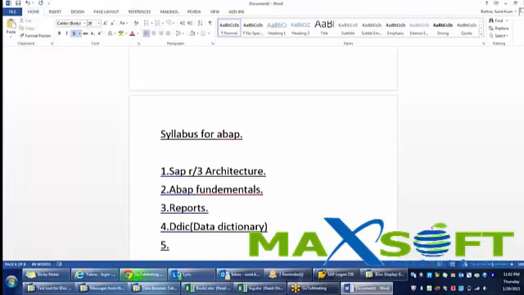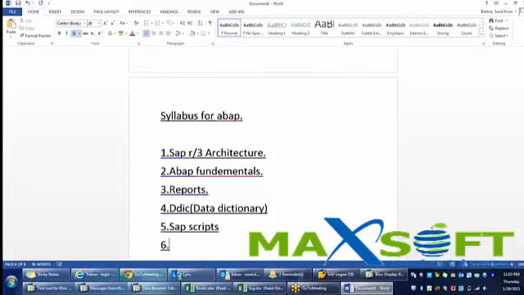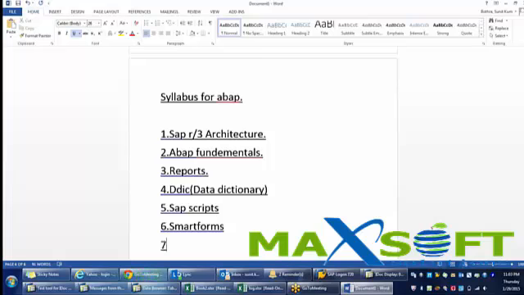Then there comes the forms part. In forms I'll be covering SAP scripts and smart forms. The content of these forms is very much similar to reports, but the way the data is presented is different. For that we have tools like SAP script and smart forms.